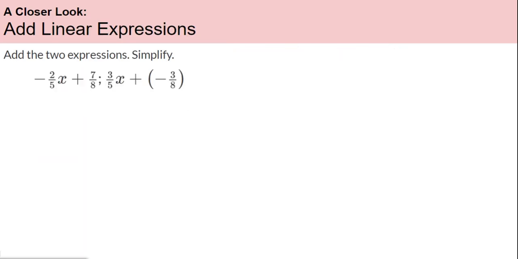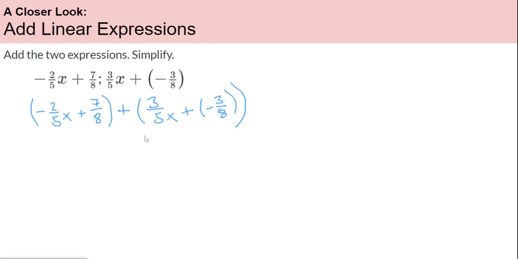Let's try another one. All right, let's throw some fractions in there. Add these two expressions and then simplify. Again, that just means combine like terms. Pause the video, try it yourself, then we'll review. All right, how did you do? It's good practice to just write it out as an addition problem. So I'm going to write both terms. There's the first term, negative 2/5 x plus 7/8 plus, we're adding the next expression, 3/5 x plus a negative 3/8. There's kind of a double parentheses there.